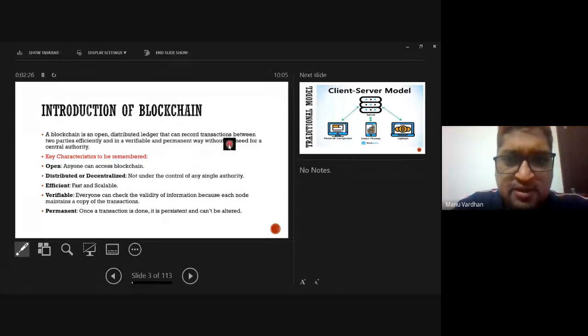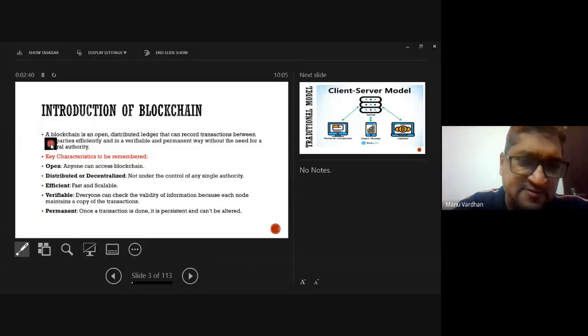When you say without the need for a central authority, this means that there is no single point of failure. You must have heard of client server models and other peer-to-peer models, which we are going to discuss in the upcoming slides. So this is something decentralized. We are doing everything here without depending on a single entity. It's completely decentralized, with no involvement of a single body and no dependency on a single entity.